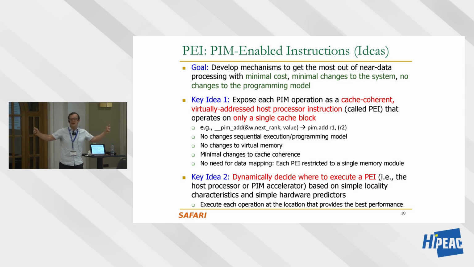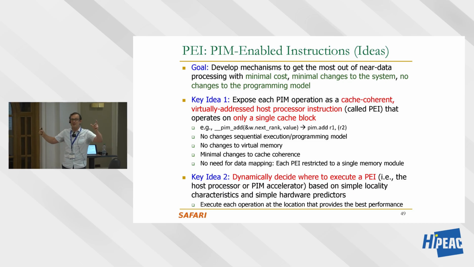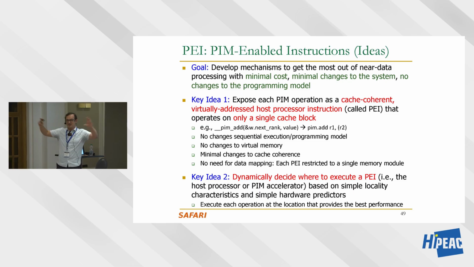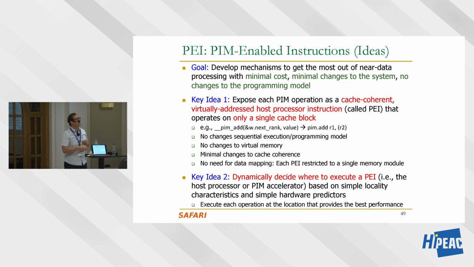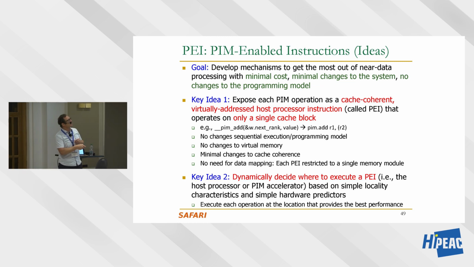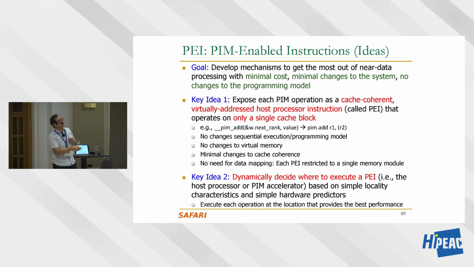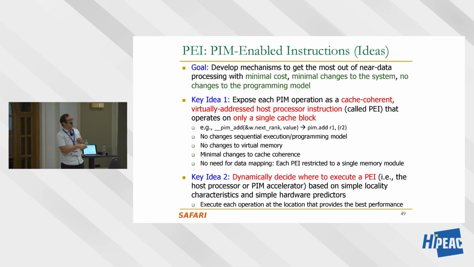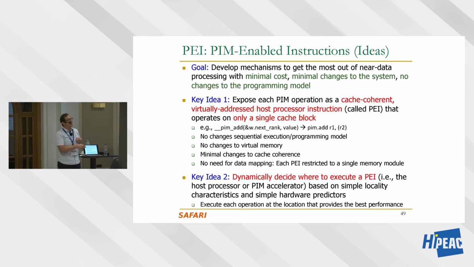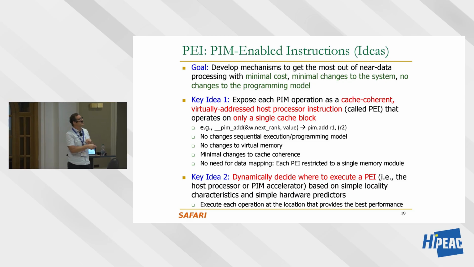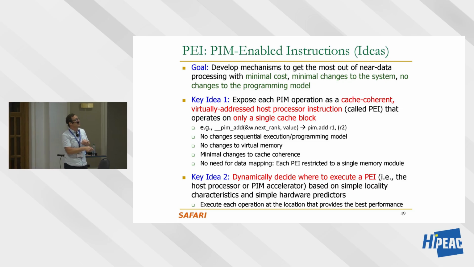Because if you operate on larger cache blocks, you cause problems with coherence, because coherence operates in the cache block granularity. And you cause problems with virtual memory potentially also, because now you may need to actually translate many things for a given instruction. That's not very compatible with existing virtual memory and coherence mechanisms. So if you, for example, this is a PIM add instruction. This is what the programmer does, and this is what the ISA instruction looks like. So this is good because you don't change the sequential execution or programming model, very much like SIMDRAM, but SIMDRAM came later. No changes to virtual memory. SIMDRAM needs changes to virtual memory. Minimal changes to cache coherence here, and there's no need for data mapping changes here.